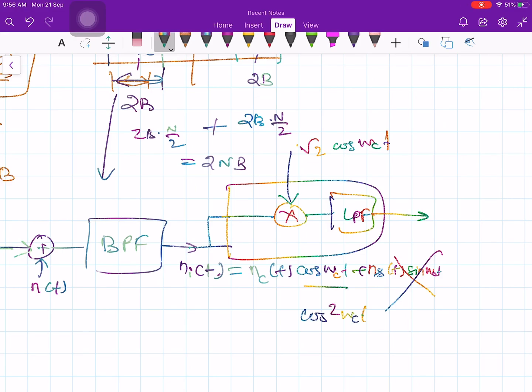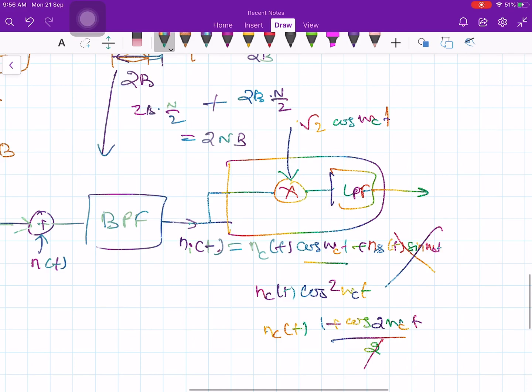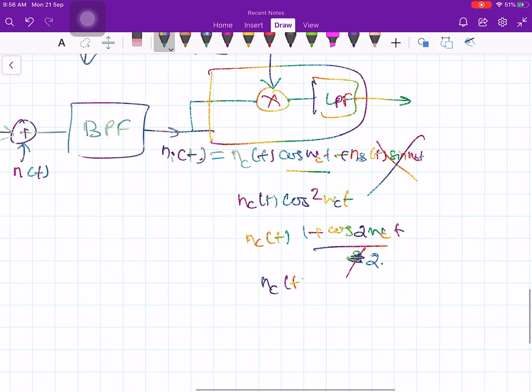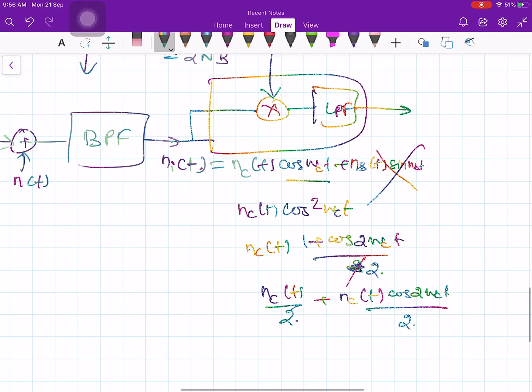Cos square omega ct times Nc of t, then Nc of t times cos square omega ct becomes (1 plus cos of 2 omega ct) by 2, and you are multiplying by root 2, right? So that root 2 will come here, and here also that root 2 will come. So Nc of t by root 2.